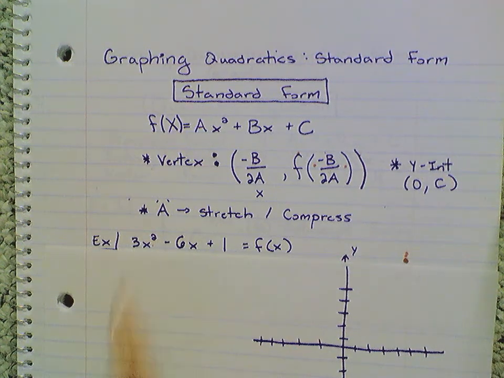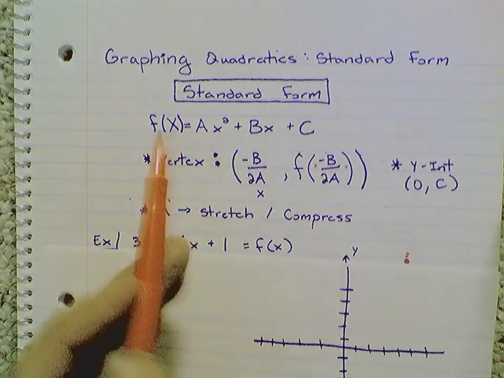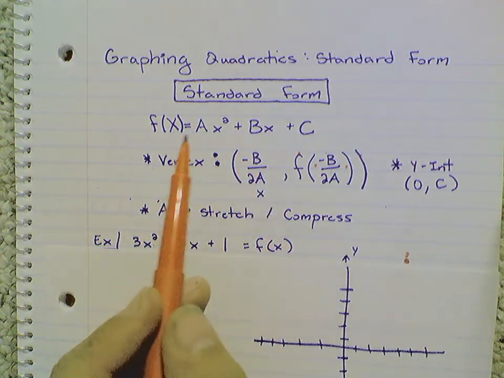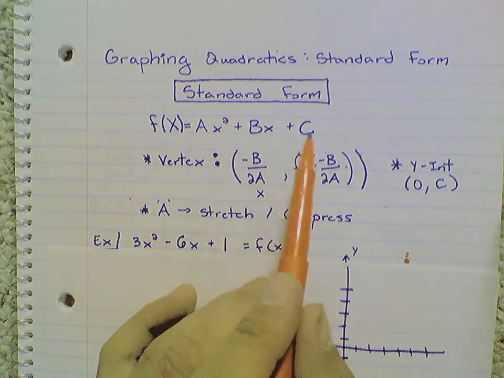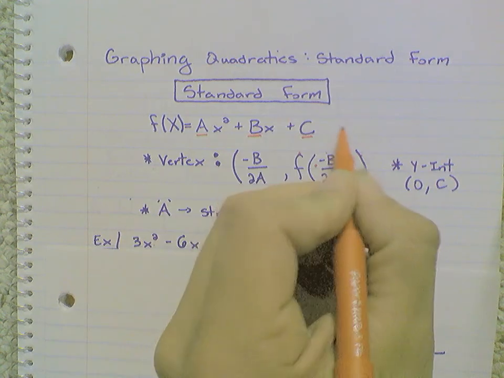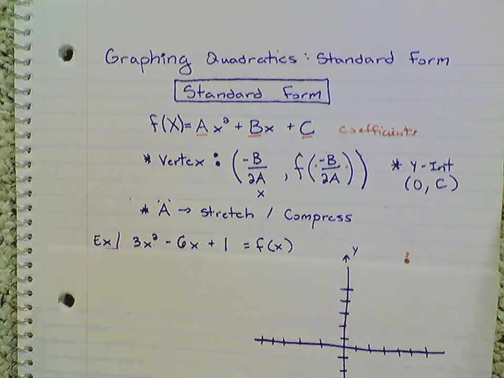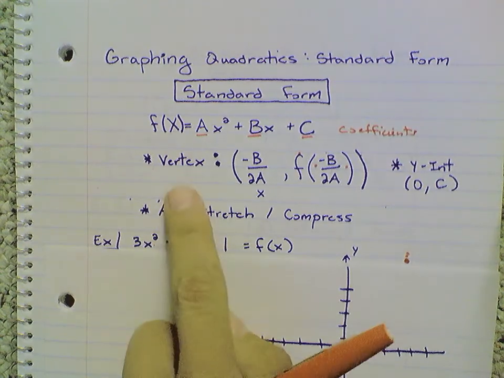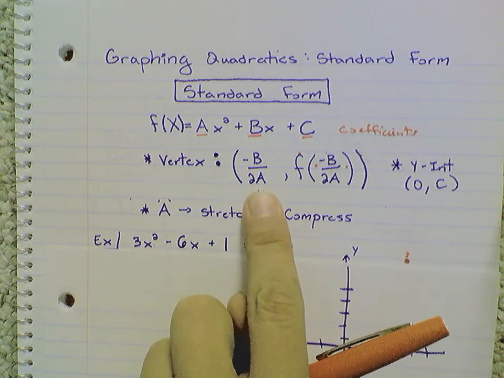Here we're going to take a look at an example of graphing quadratics in standard form. So standard form is when a quadratic is in the form ax squared plus bx plus c, where a, b, and c are the coefficients. Okay, they're just numbers in front of the x's.